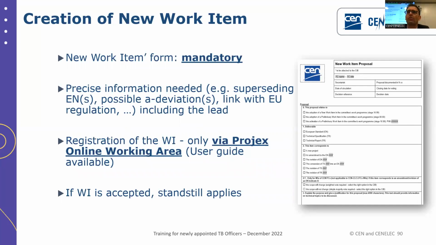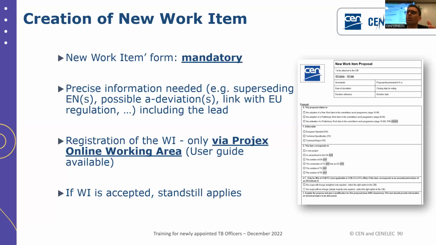So you can download the new work item form on the CEN BOSS website. Normally, who fills the new work item forms are the working group conveners, of course, with the support of the experts, or eventually the working group secretary, if there is one. There are many fields that need to be completed. So you need to indicate if it's a new standard or if it's a revision of a standard. If it's a revision of the standard, you need to indicate which standard will be superseded.